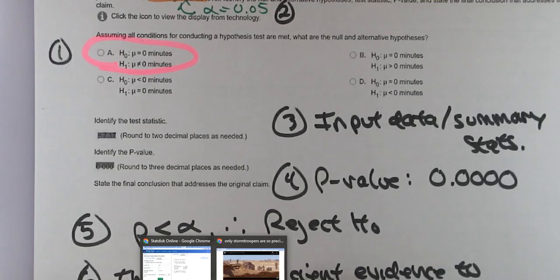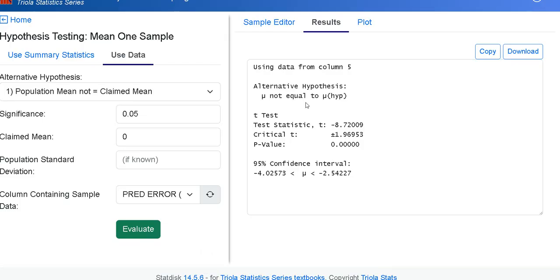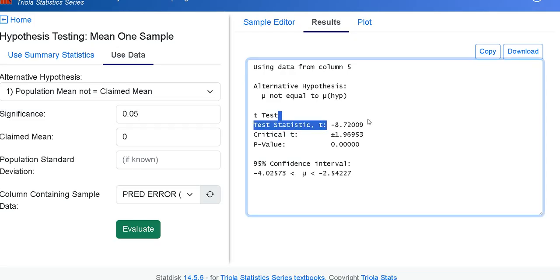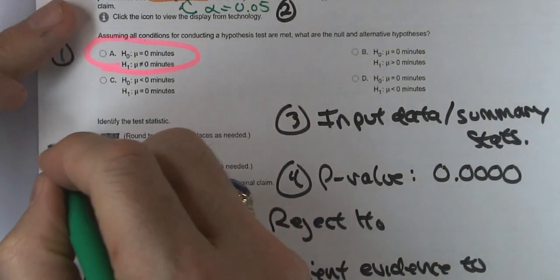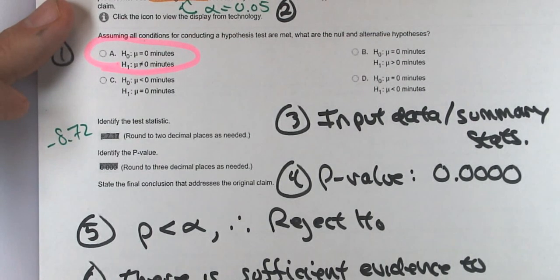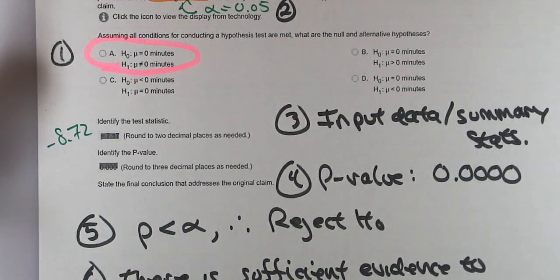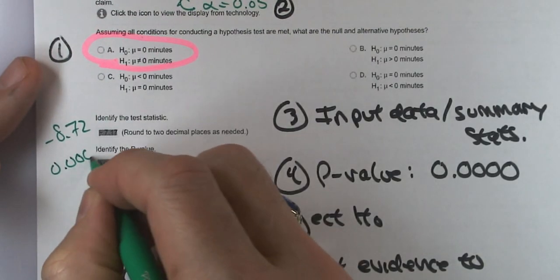Okay, well, let's see. For analysis, you can reclaim. Okay, test statistic. There you go. -8.72. That would be our test statistic for this particular problem. And the p-value, I think, was still 0. So that didn't change even though the test statistic did.